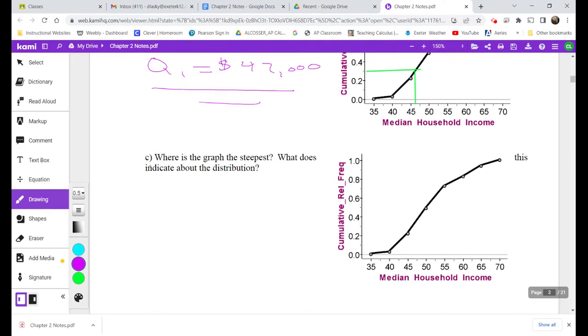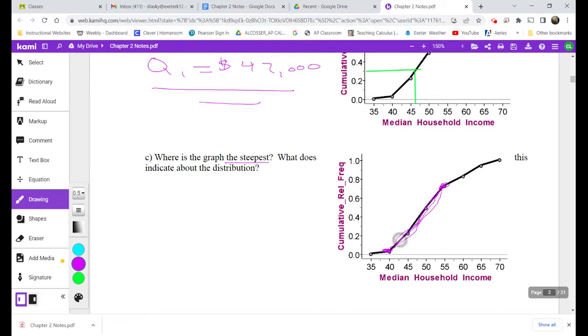So if we look at this, since we're talking about steepness of a graph, and we look at the steepest part of the graph, I'm looking at it like this, from here to here is like the steepest part of the graph, right?